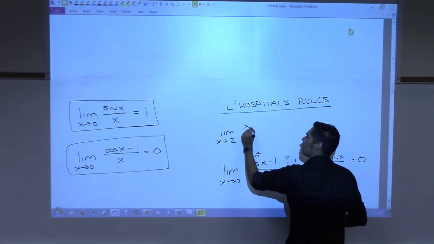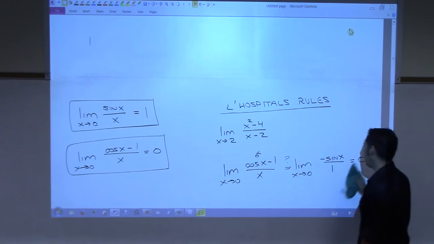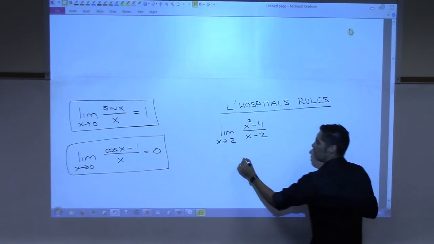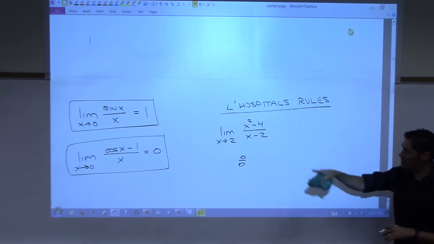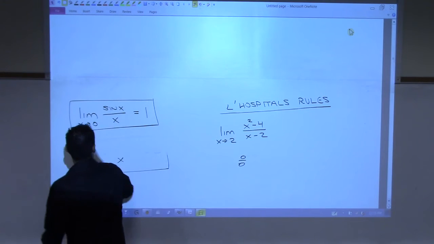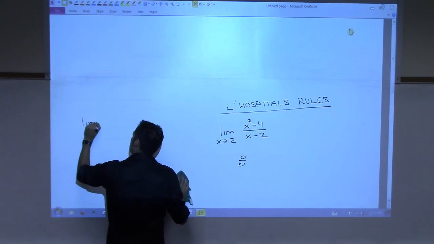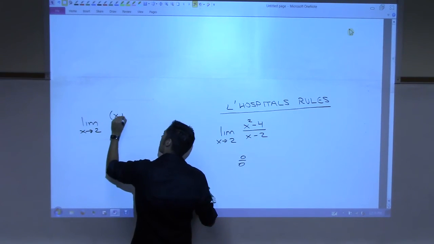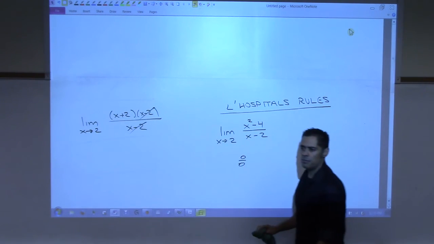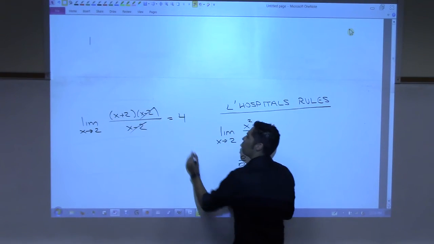Here's another example. X squared minus 4 over x minus 2. What would happen if I asked you to plug 2 in here? You get 0 over 0, wouldn't you? Now back in the day, the way you would solve this, you would do the top as a difference of squares, and you'd factor it, wouldn't you? I'm going to do that on the side over here. This is the way we were doing it. You'd cancel the factors, wouldn't you? And now let x go to 2, and what do you get here? 4. The answer is 4.